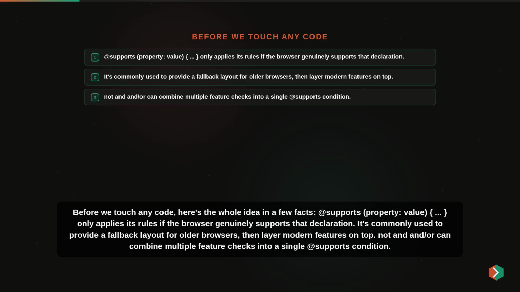@supports property value only applies its rules if the browser genuinely supports that declaration. It's commonly used to provide a fallback layout for older browsers, then layer modern features on top. Not, and, or can combine multiple feature checks into a single @supports condition.